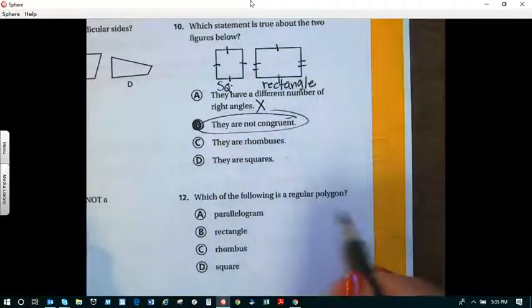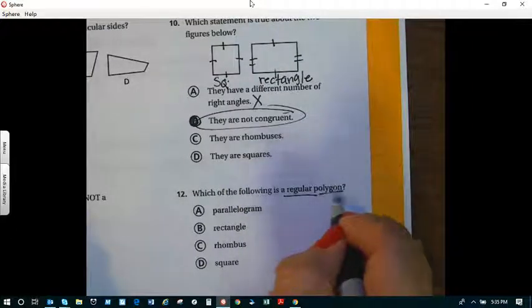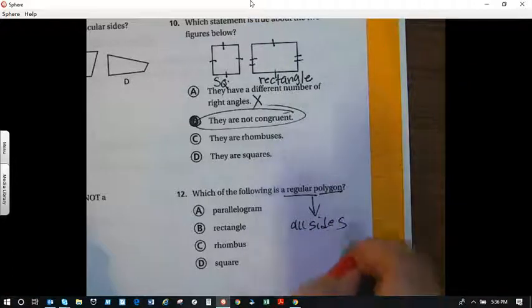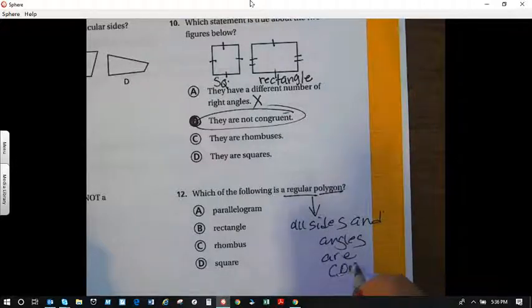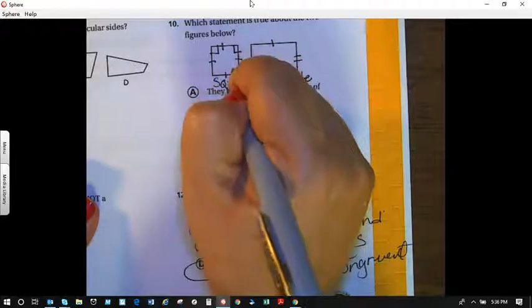Which of the following is a regular polygon? Remember that we said that in a regular polygon, all sides and angles are congruent. So that'll make it a square. If you look up here at our square, all sides are congruent and all angles are right angles, and those are all equal to each other.